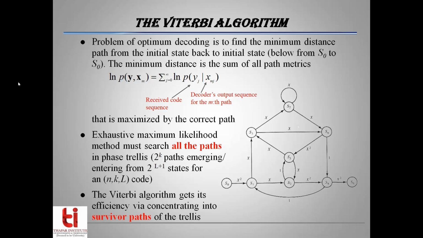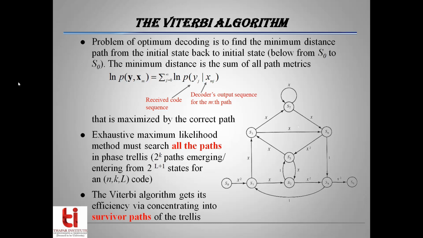So it is basically an exhaustive search mechanism, which gives you a computationally intensive method for searching all the paths in the trellis diagram we have talked about. However, we want to avoid this exhaustive search, because in the exhaustive search mechanism we have 2^k paths emerging from 2^(L+1) states for a given (n,k,L) code. That is going to be a daunting task, because whenever the nodes diverge, the computational cost associated with finding the maximum path will increase exponentially.